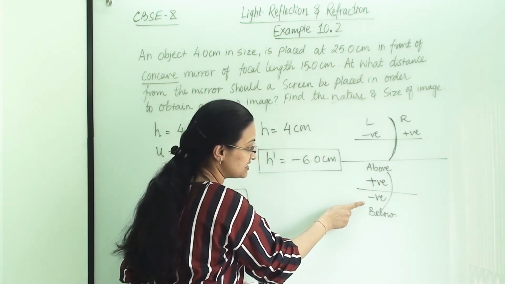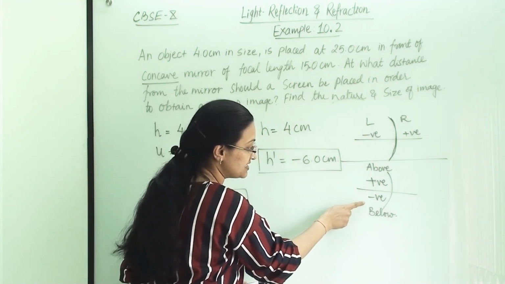This minus sign suggests that it is below the principal axis. Whenever they give the size of the image, we have to refer to above and below the principal axis. Above the principal axis is positive and below the principal axis is negative. So here we got negative, so that means we will get the image below the principal axis and it will be inverted. Inverted means upside down. And this is referred to as 6 centimeter, that means the number is 6.